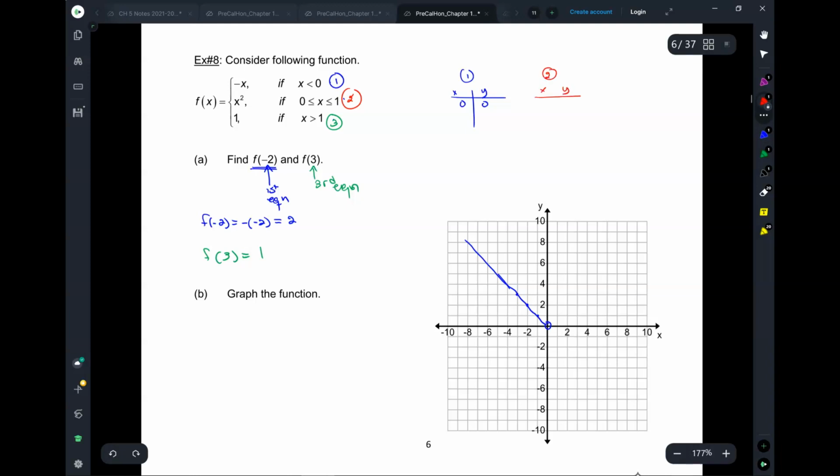Okay, look at number 2. Number 2 has how many endpoints? 2 endpoints. You're going to plug in both endpoints. When x is 0, 0 squared is 0. 1 squared is 1. At x equals 0, open or closed? Closed, just close it. At x equals 1, closed again. What shape is this, guys? Parabola. So just make it curved.